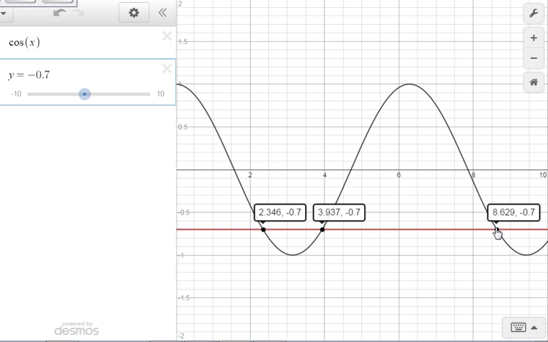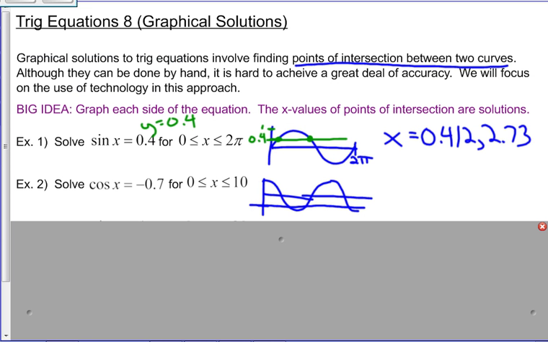So 2.35, 3.94, and 8.63. So we just write them in. x equals 2.35, 3.94, and 8.63. Okay, let's just do another one.